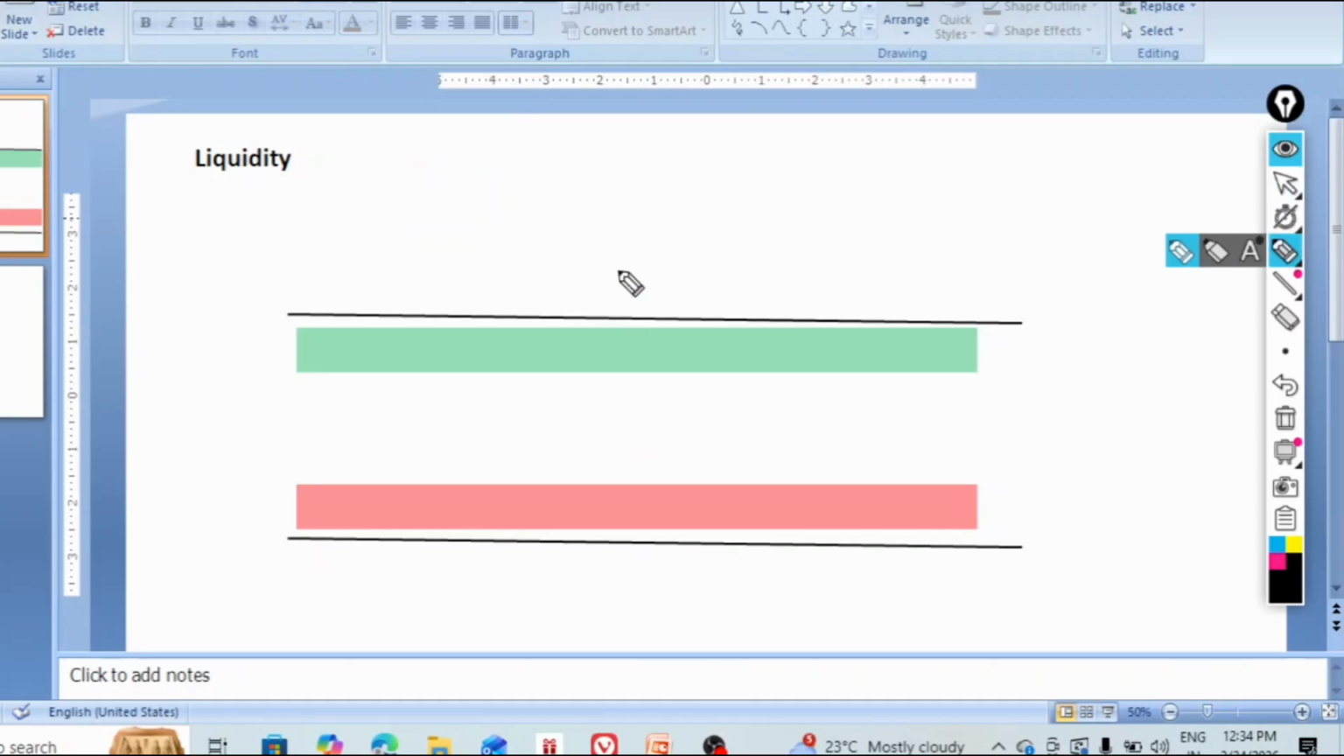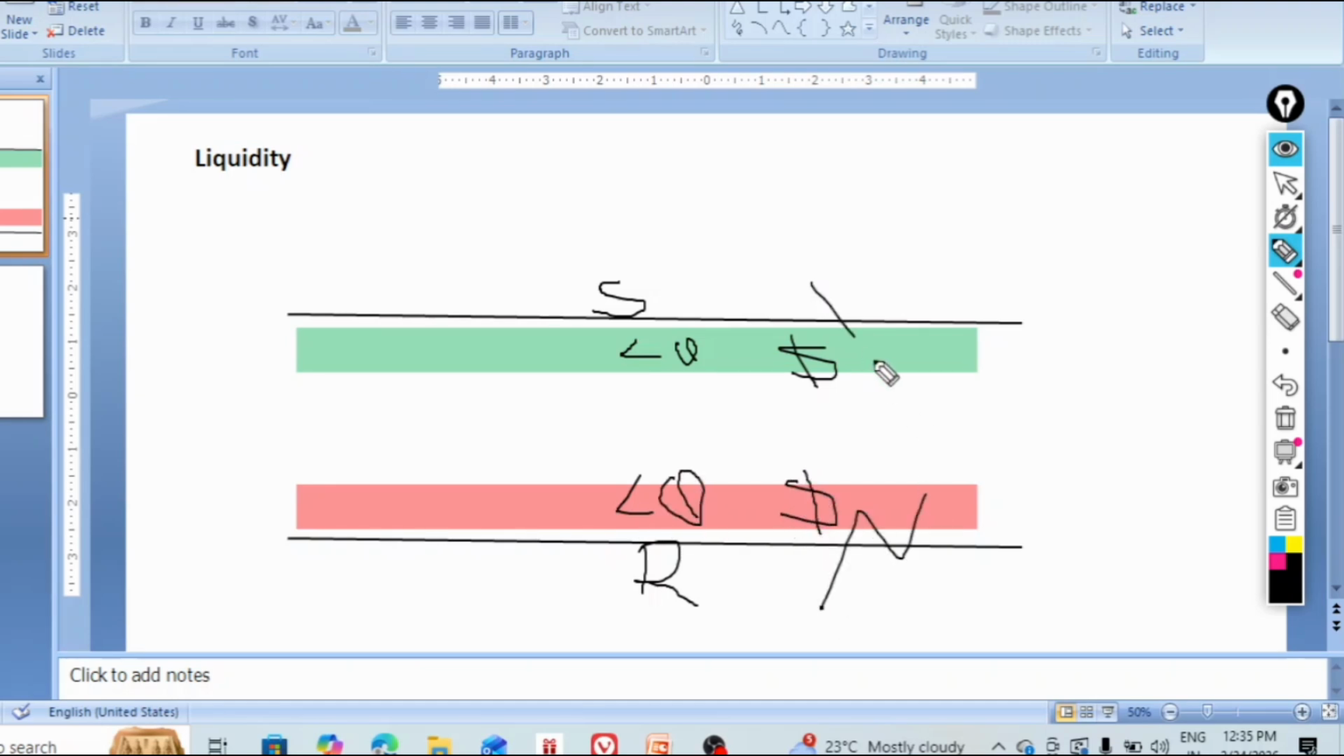So this is the support. Below support there will be liquidity here, and above the resistance there will be liquidity here. So the market will try to hunt all this liquidity, and then it will move. So the market moves from one liquidity level to another liquidity.